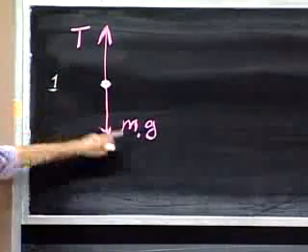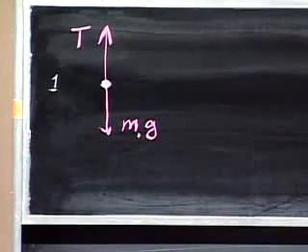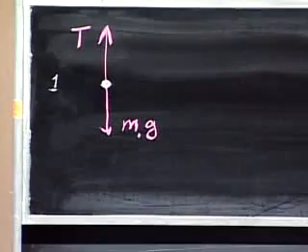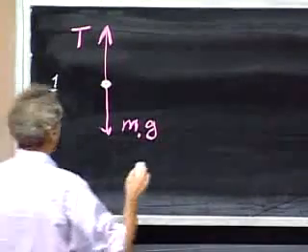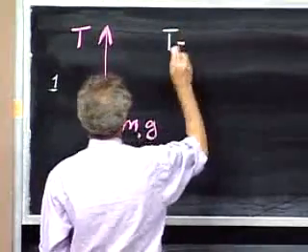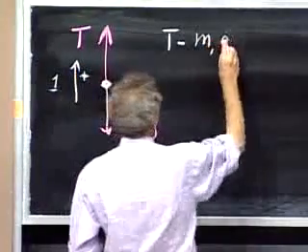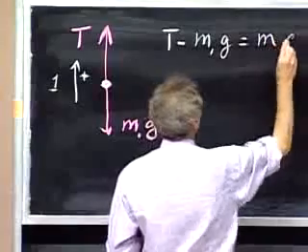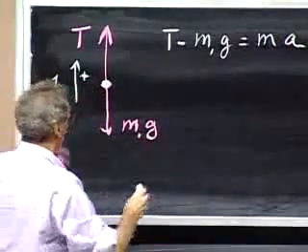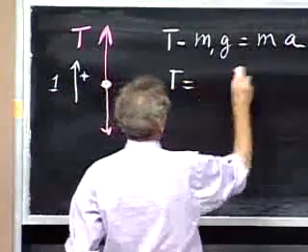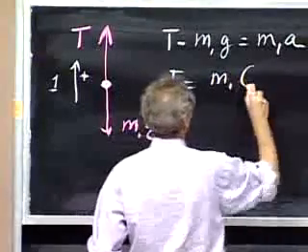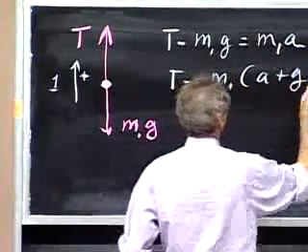Non-negotiable. T must be larger than m1g, otherwise it would never be accelerated up. And we know it will be accelerated up. So what do we get? I will call this the plus direction, by the way: T minus m1g equals m times a. So the tension equals m1 times (a plus g).